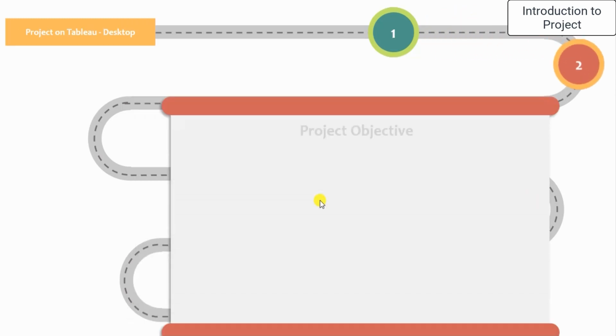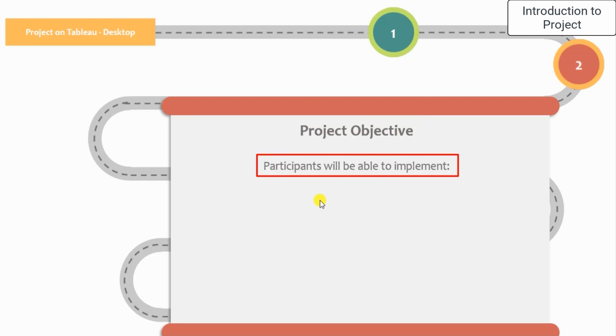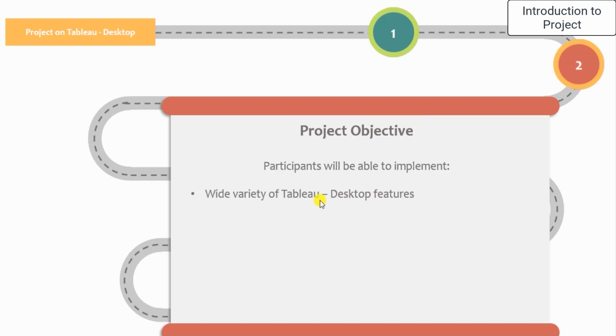Followed by that, we also understand the project objectives. What will the participants be able to implement? They'll implement a wide variety of Tableau Desktop features. We have a big count of features in Tableau Desktop, and they'll be able to implement those.